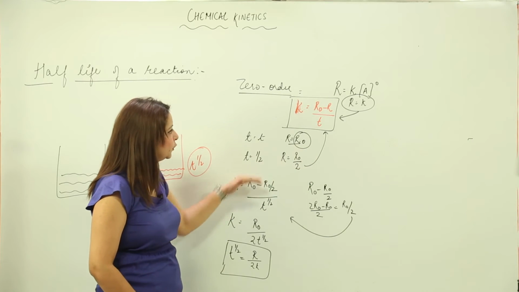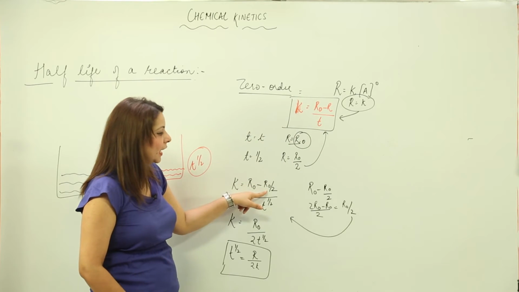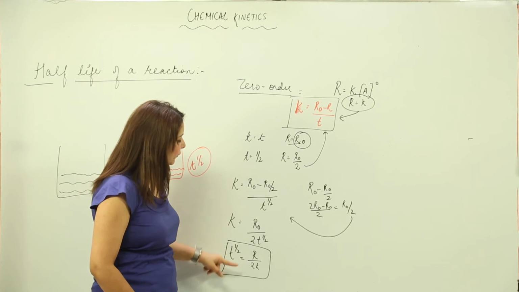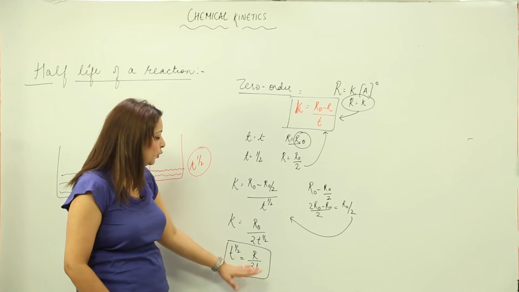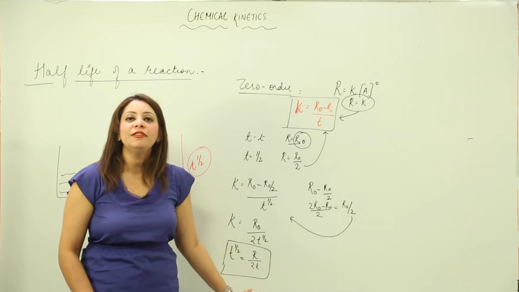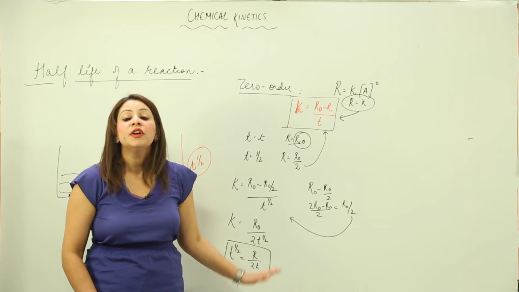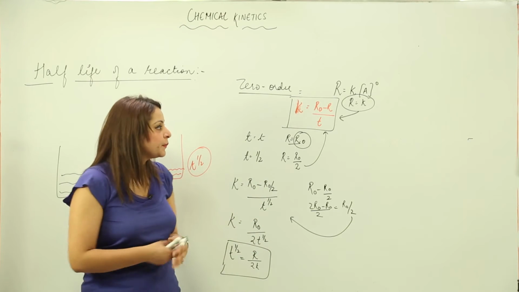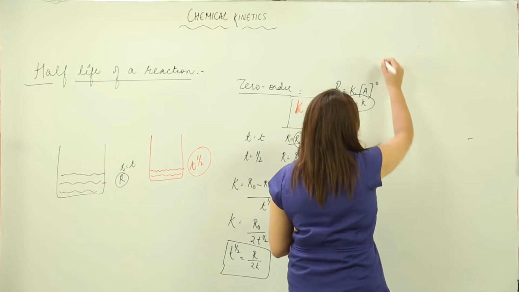I put these values in this expression as R naught by 2. After simplifying it, we get T half is equal to R naught upon 2K. So this is the expression by which you can calculate the half-life period of a chemical reaction of zero order, only for zero order. Now we look for the expression for the first order as well.